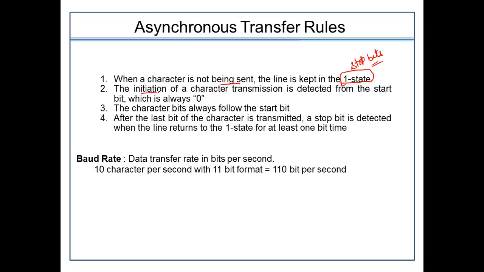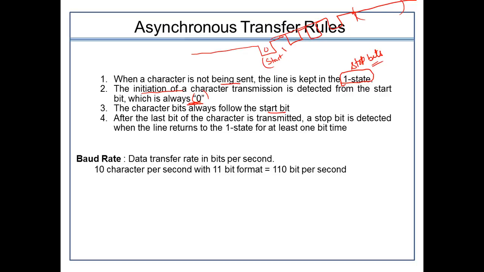The initiation of character transmission is detected from the start bit, which is always 0. As I already taught you, after continuous 1s, once a 0 comes, it means this is the start bit, and then the character will come. After the character bits are over, the line will again continue in the one state. So the character bits always follow the start bit.